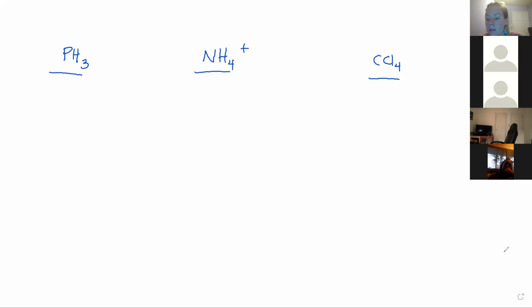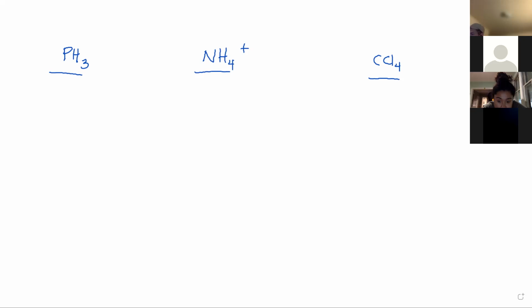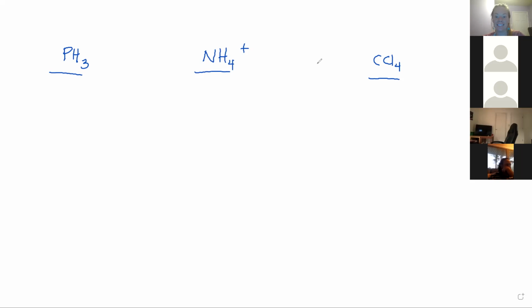All right. So hopefully you're able to do something. Maybe it wasn't correct, but we will make sure it gets correct. So PH3. All right, I calculate my valence electrons first. Phosphorus is in column 5, so it brings 5 valence electrons. Hydrogen is in column 1, so it brings 1 valence electron, and there are 3 of them. So I multiply by 3, which gives me 8 electrons.